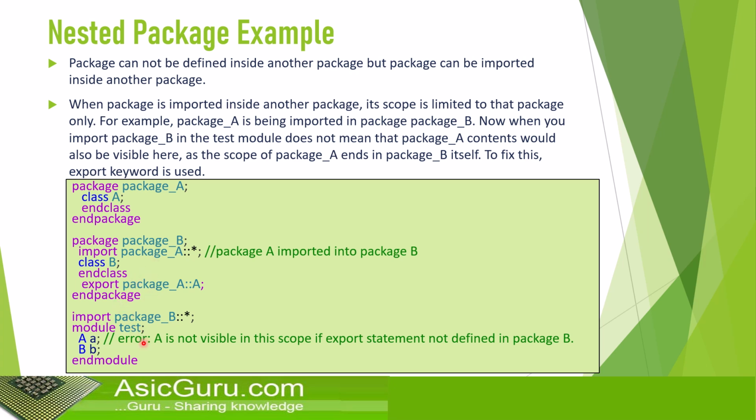Now in the test module, when we are importing package B, it does not mean that package A contents would also be visible here, because the scope of package A ends in package B itself. So if in the test module we try to access the contents of package A, it would give an error because A is not visible in this scope. To fix this problem, we can use the export statement. If we use the export statement like this, then we can use the package A content from inside the test module also.